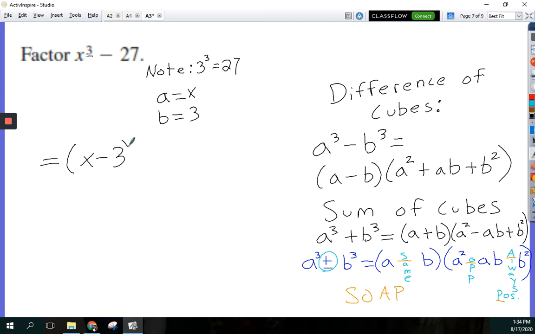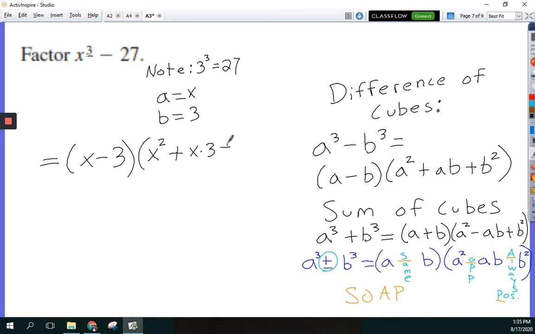Our B value, which is 3. Then we have A squared, so X squared. The opposite sign, so addition. AB, so X times 3, always positive. And then our B squared. So simplifying that second parentheses to make it look a little bit nicer, we get X squared plus 3X plus 9. Now notice that we do get a trinomial in that second parentheses.